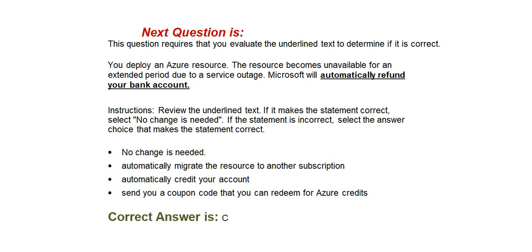Next question is, this question requires that you evaluate the underlined text to determine if it is correct. You deploy an Azure resource, and the resource becomes unavailable for an extended period due to a service outage. Microsoft will automatically refund your bank account. Options are no change is needed. Option B, automatically migrate the resource to another subscription. Option C, automatically credit your account. Option D, send you a coupon code that you can redeem for Azure credits. Correct answer is option C, automatically credit your account.